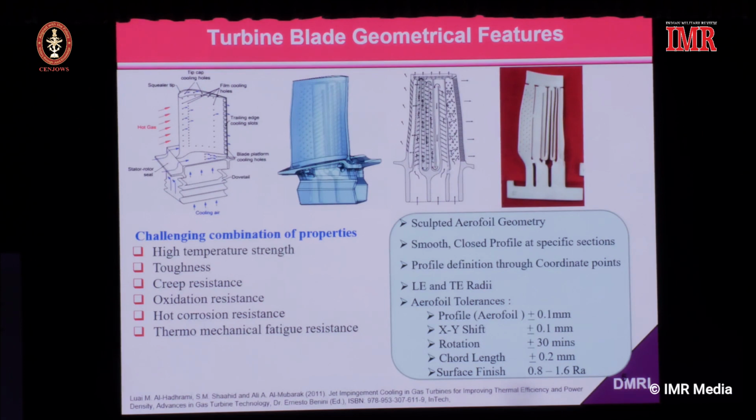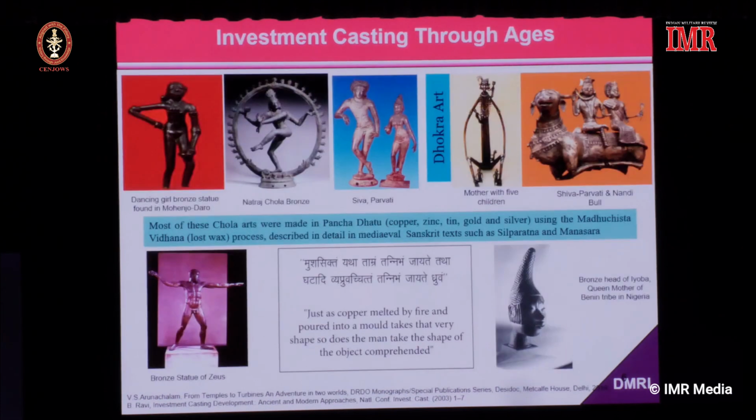Now, the technology through which we can produce these complex internal and external features is what we call investment casting. Investment casting per se is not a new technology. We have numerous examples, not only from India but across the globe, from Indus Valley civilization to Chola architecture, where this has been used to develop various artifacts. Even in our Sanskrit literature, this lost wax technology has been mentioned.